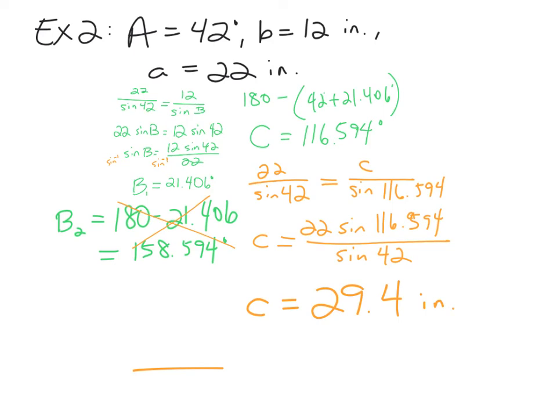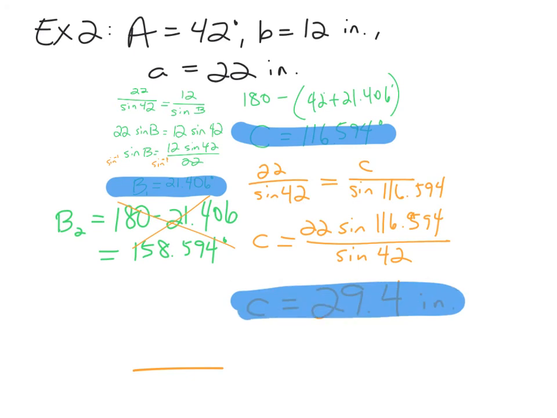So, in this case, we actually only ended up with 3 values total. We had angle B that we found first, angle C that we found second, and side C that we found last, remembering that we did try to find B2, but it didn't work because this value and this value were already over 180 degrees, so a triangle is impossible to make with those values.